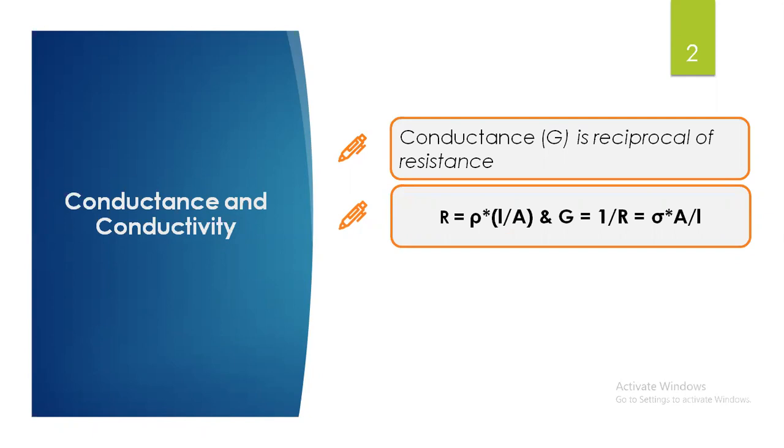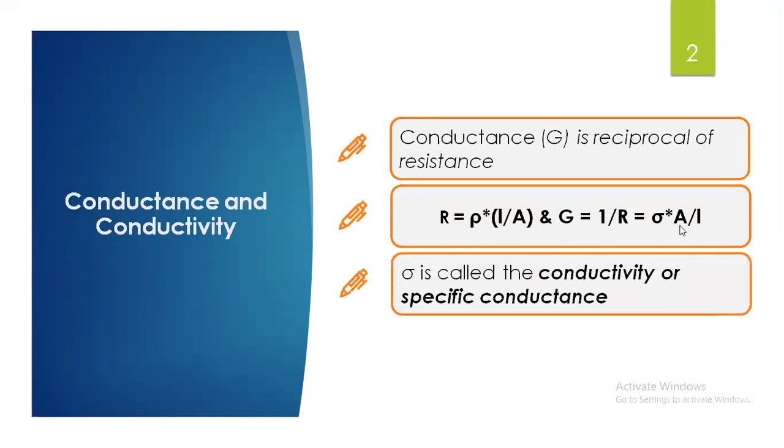As we saw regarding resistance, the formula is R is equal to rho into L by A. As we concluded, conductance is the reciprocal of resistance, so we can write G is equal to 1 upon R. By putting the formula of R, the conductance G is equal to sigma into A divided by L, where sigma is called the conductivity or specific conductance of the conductor.